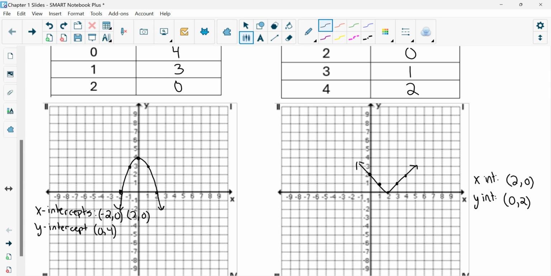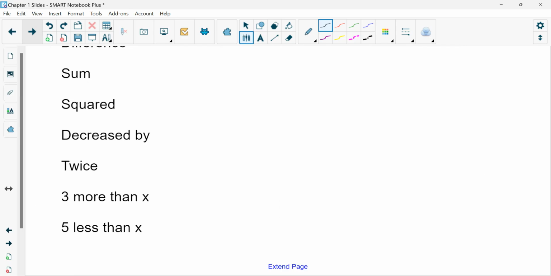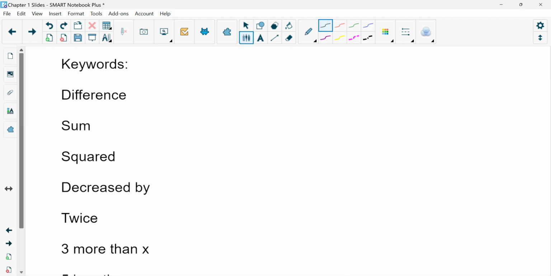The other part of the lesson is writing equations based off of words. So you might want to write this down. It's up to you, but at least review it. So keywords. As you read these words, you got to remember what they mean mathematically, like translation. Math is a language, just like Spanish and English. You have to translate English to math in this case. So when we see the word difference, what does that mean? You're subtracting.